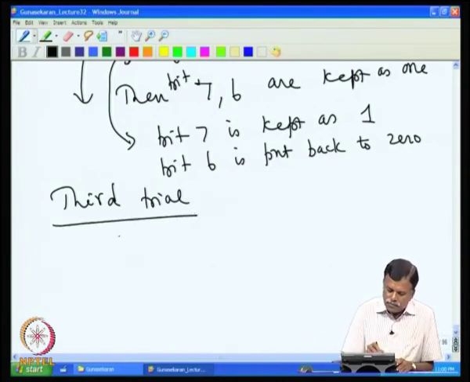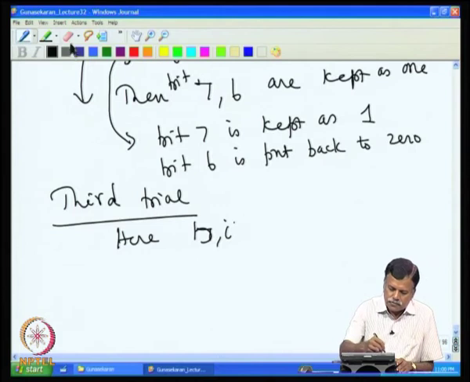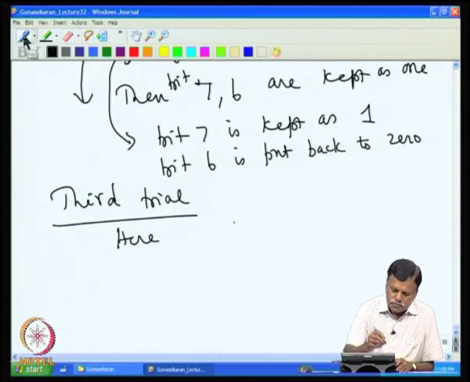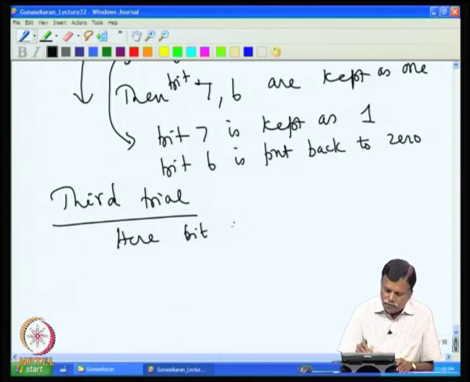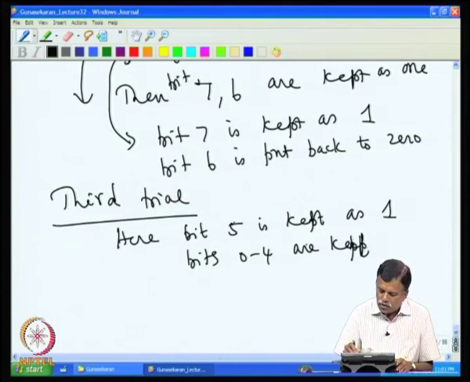In this case, bits 7 and 6 are kept, and bit 5 is kept as 1, and bits 0 to 4 are kept 0. The same thing is repeated.